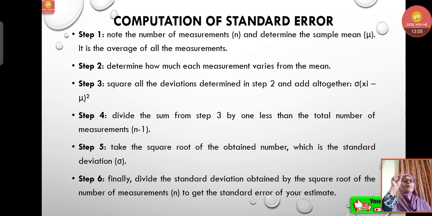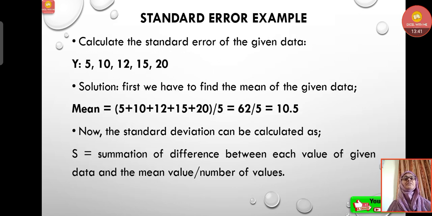Step 1, note the number of measurements, that is n, how many observations, and determine the sample mean mu, it is the average of all the measurements. Then step 2, determine how much each measurement varies from the mean. Step 3, square all the deviations determined in step 2 and add together, that is summation of (Xi minus mu) whole square. Step 4, divide the sum from step 3 by 1 less than the total number of measurements. Here you can pause it and see all the steps given here.